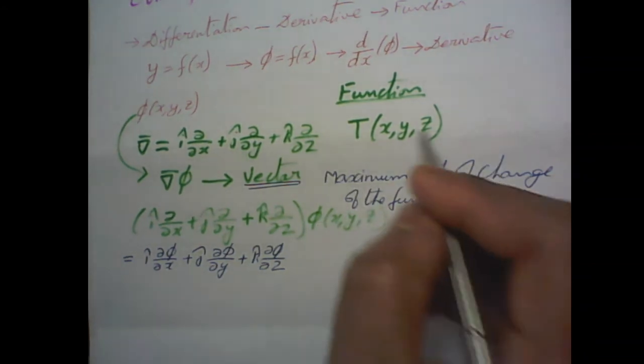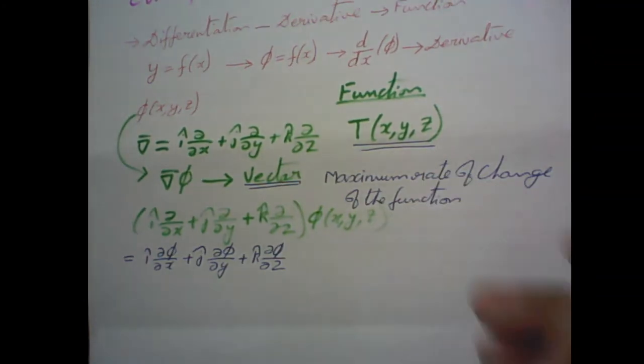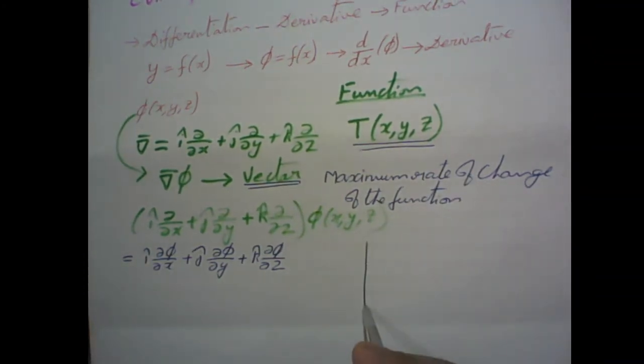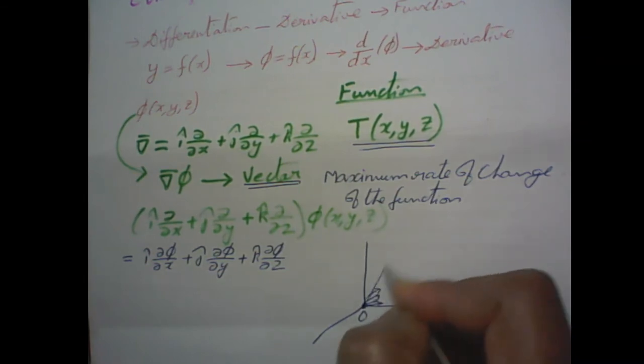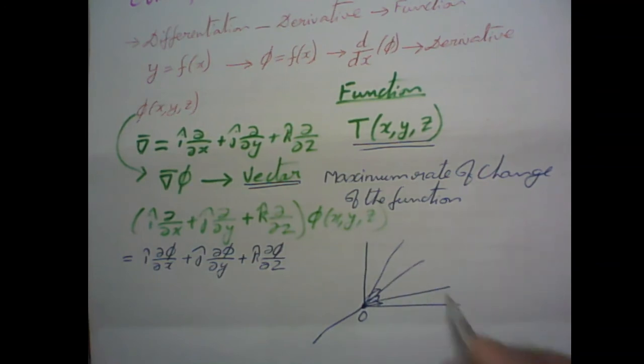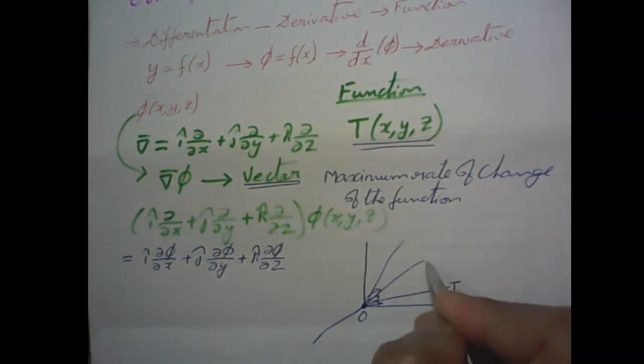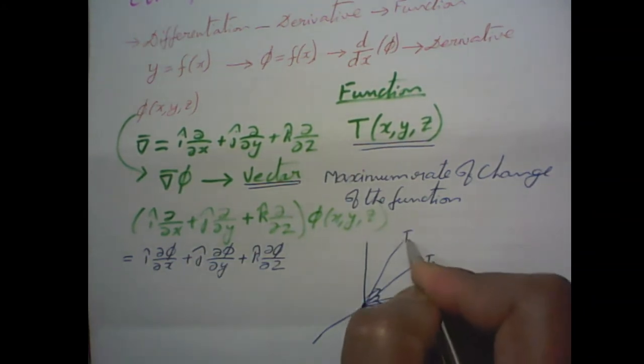For example, the temperature I was talking about. Let us say this is a three-dimensional coordinate system. This is the origin, the corner of the room I was talking about. Let us put the heater here. So as I move along in different directions with the thermometer, I can measure the temperature T1 here, T2 here, T3 here.